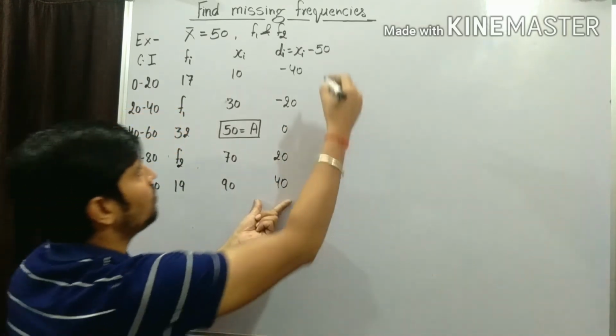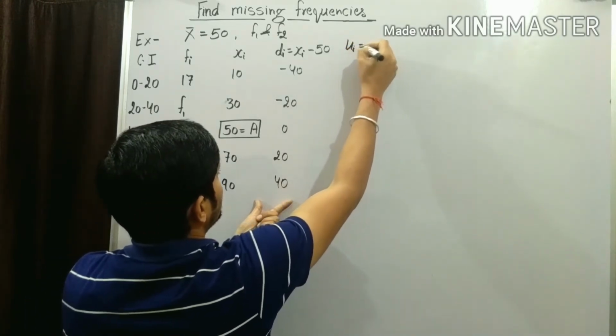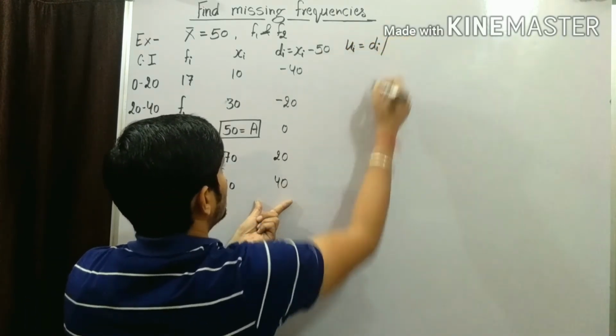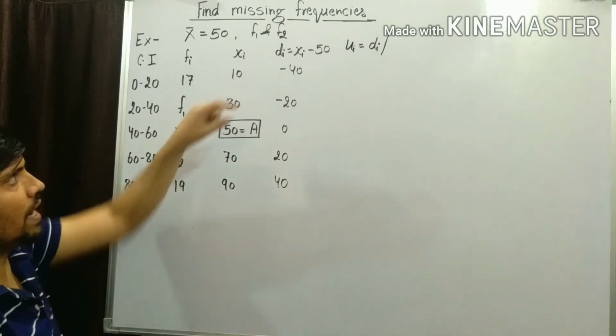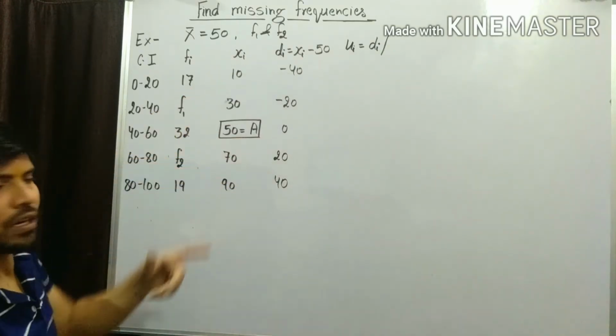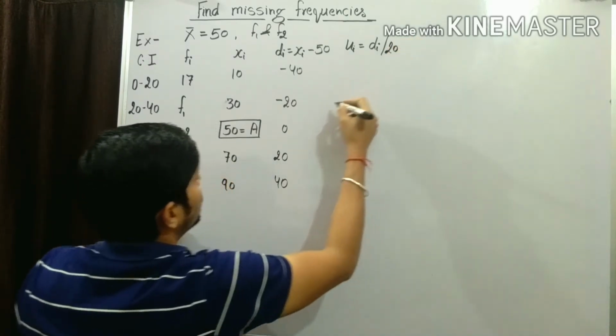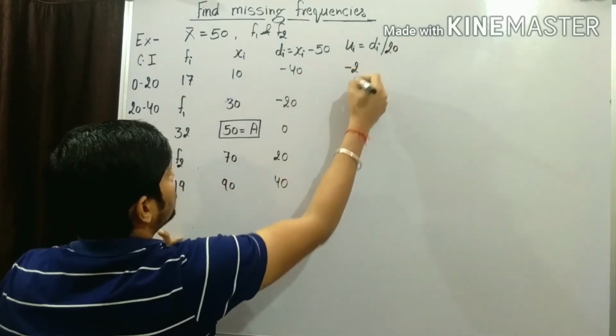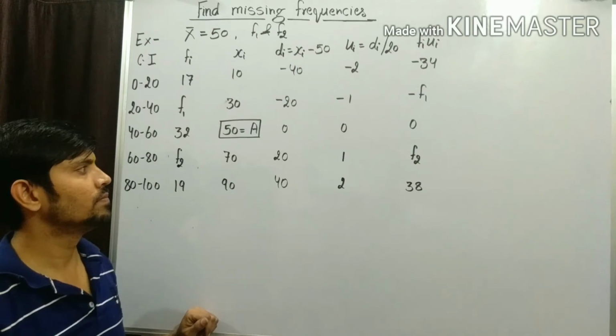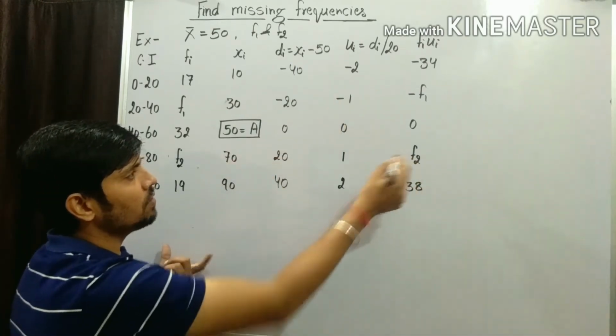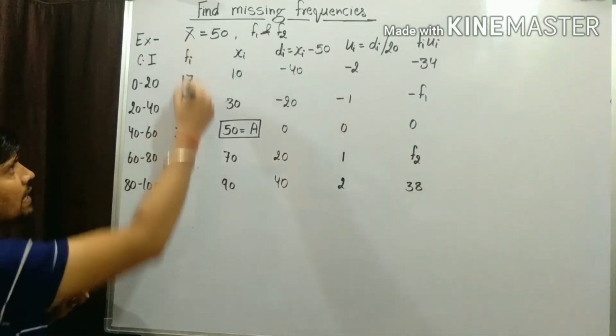Now we will find the value of ui. ui, we know, is di upon h, and we can take the value of h as 20. I have taken h as 20, so dividing gives minus 2, minus 1, and so on. So these are the values, and on multiplication we got this.